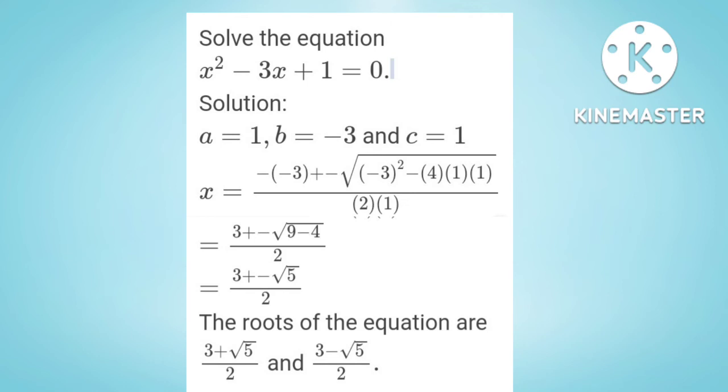Next, just simplify. So x is equal to 3 plus or minus the square root of 9 minus 4, all over 2. Next is equal to 3 plus or minus the square root of 5, all over 2. The roots of the equation are 3 plus the square root of 5 all over 2 and 3 minus the square root of 5 all over 2.